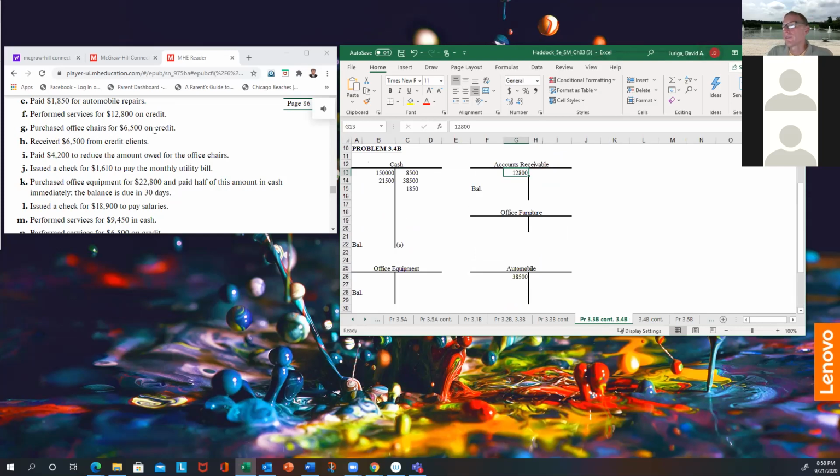Purchased office chairs on credit, $6,500. So here's where it gets a little tricky, because people see "on credit" and use it all the time, but it's either going to be accounts payable or accounts receivable. Accounts receivable always goes with performing services, which is revenue. Accounts payable always goes with something that you're buying, which is what they're doing here. So this credit is going to be accounts payable, not accounts receivable. If you purchased office chairs, we know that's going to be office equipment, right? Which is an asset. And then we're going to be incurring debt, which is increasing our debt.